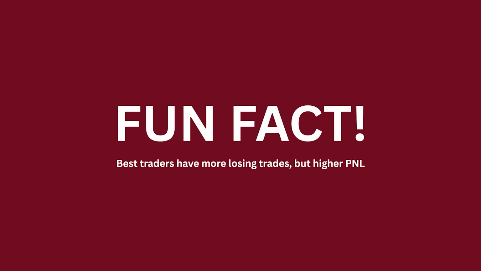So fun fact for you here, the best traders in the world have more losing trades but higher P&L. Do you understand what that means? The best traders usually have a lot more losing trades. They might have 24, 25, 26 losing trades compared to 20 wins, but their profits are a lot more. Their P&L is a lot higher. Why? Because of portfolio management, because of management. This is key. I'm gonna be showing you that in this course as well.